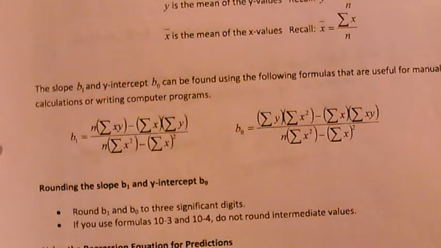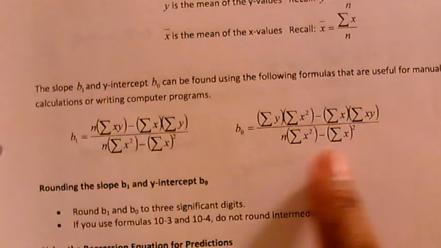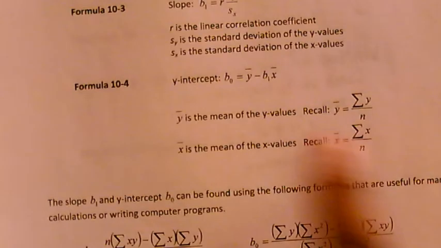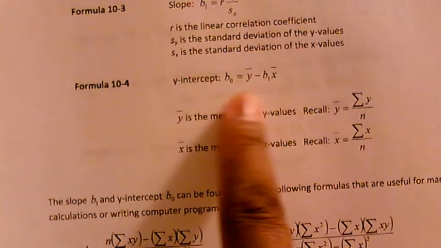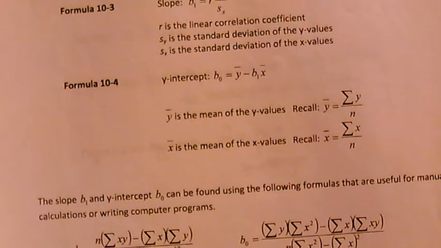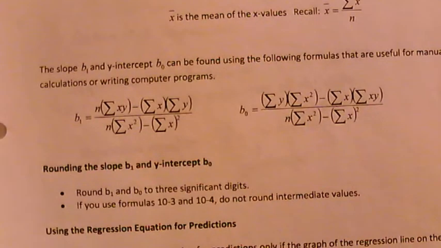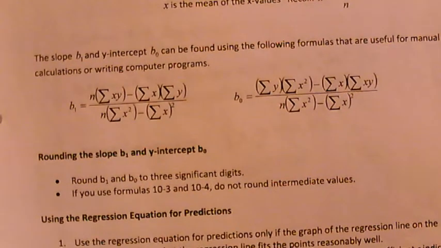Now for the b sub 0, which is your y-intercept, we won't use that, because once we find this, we can find the y-intercept using this formula. Because you first have to find the slope in order to find the y-intercept. And then your round-off rule for your slope and your y-intercept, which is b sub 1 and b sub 0, you're going to round those off to 3 significant digits at the end.